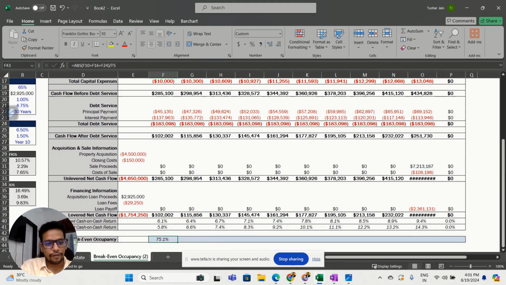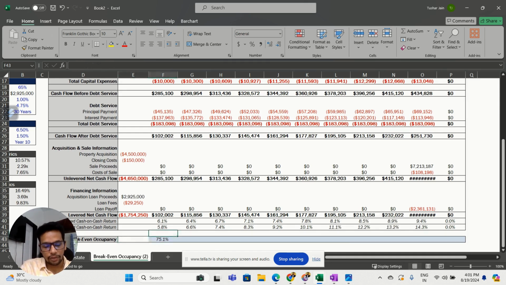Now we can see that we have our break-even occupancy level as 75.1%. So it simply means that we should at least have 75.1% of our property occupied by tenants in order to be in a no-profit, no-loss situation. If our occupancy rate falls below this level, below the 75% level, then we will be making losses on the property. So it becomes a crucial metric to analyze and underwrite deals.